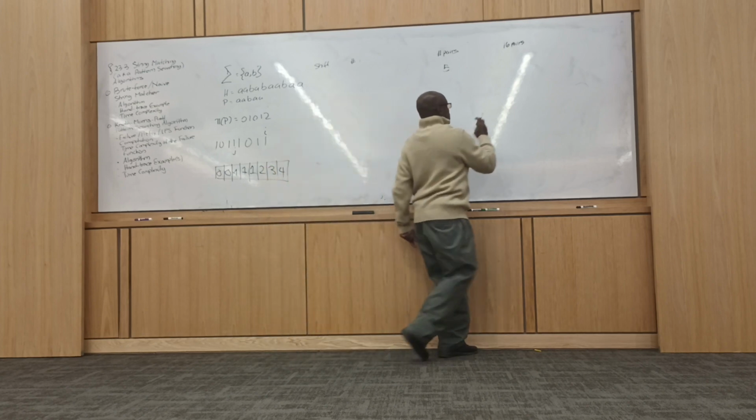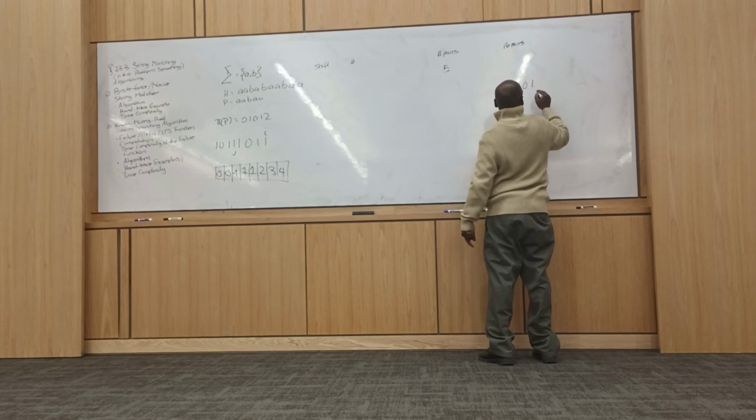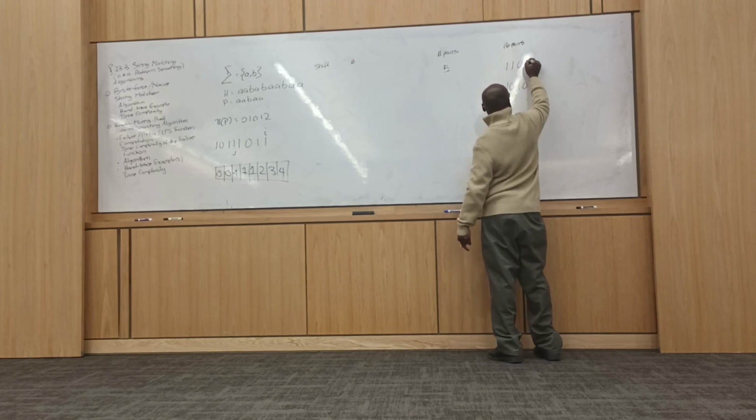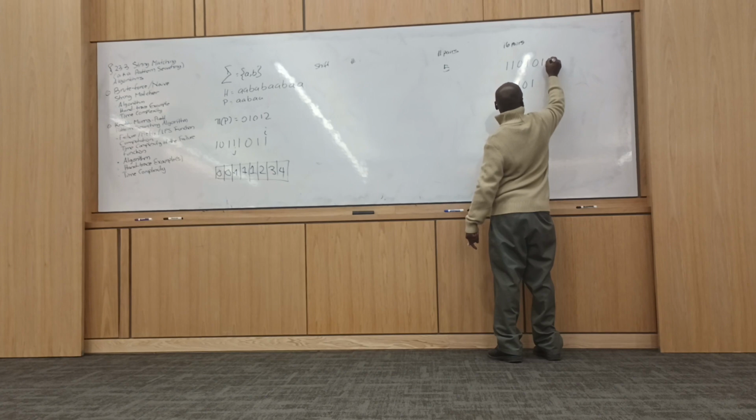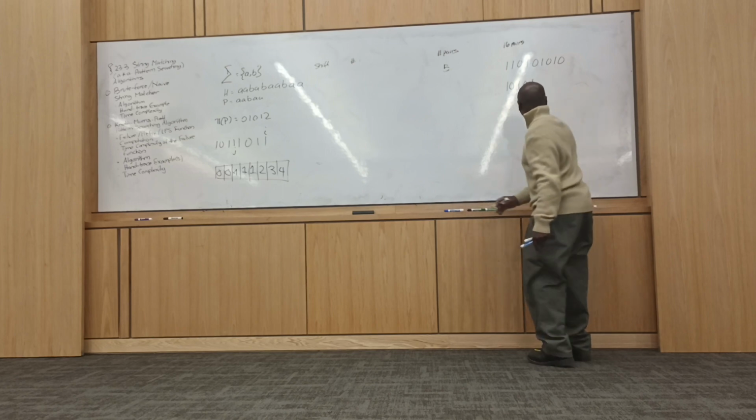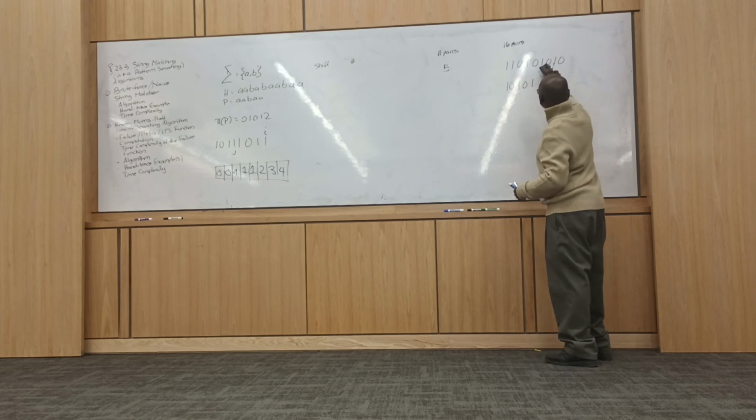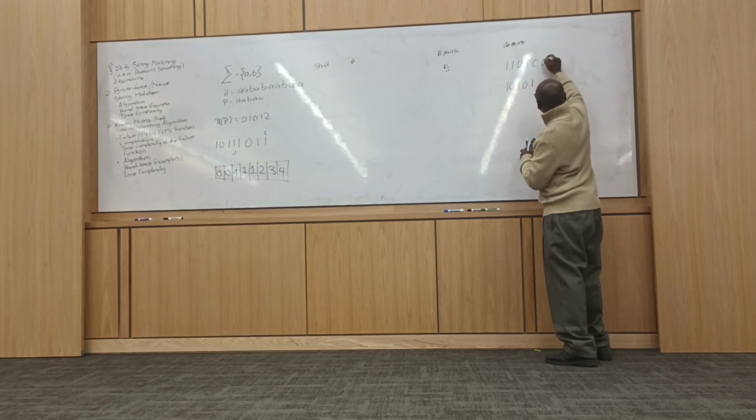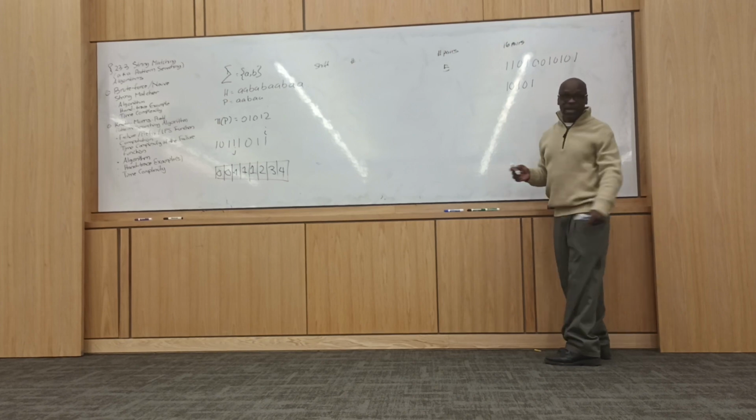Trace the action of KMP for this string 10101, and let's say this is 11010 101. Let me see. Let's see what 10101. 1010. Let's see. 10101. Yes. So this is a good example. Now let's just do it by hand waving.